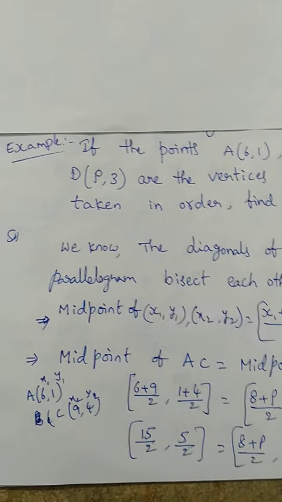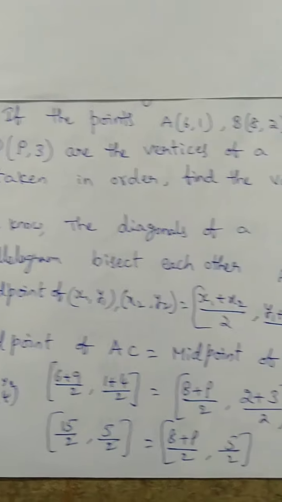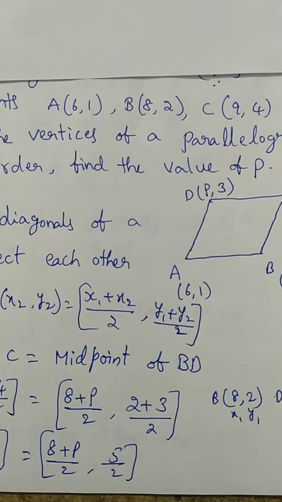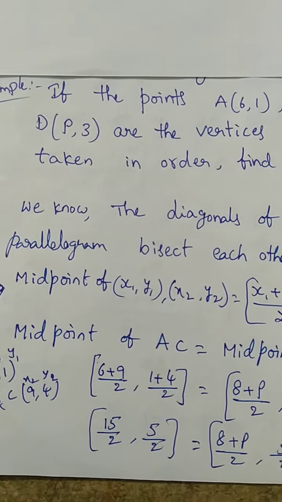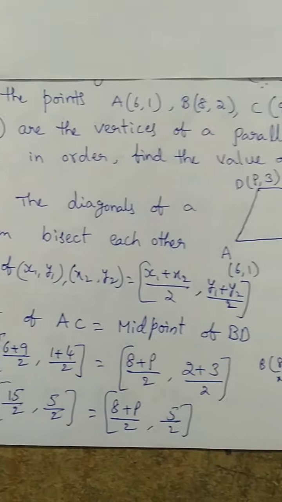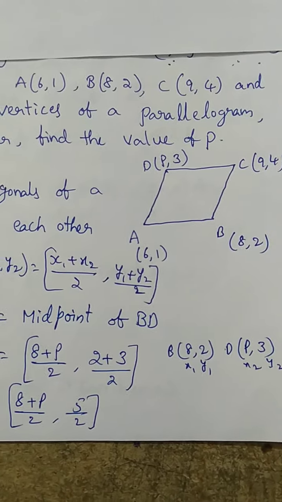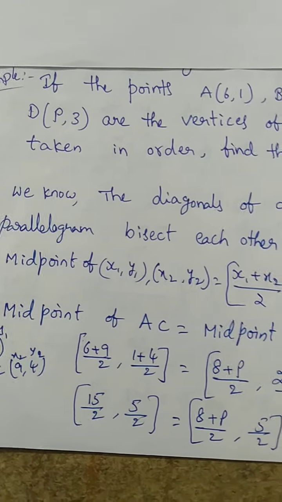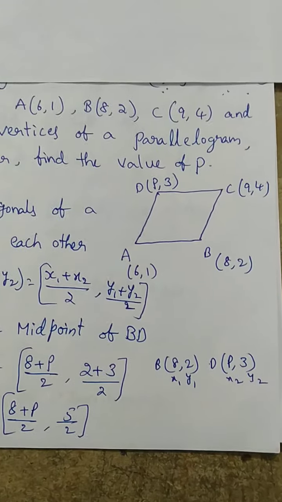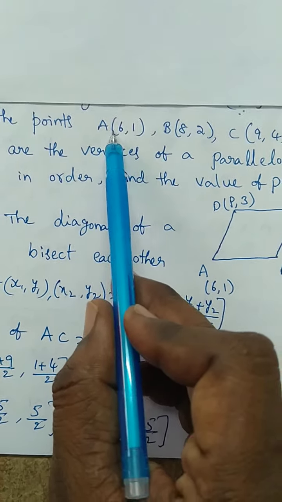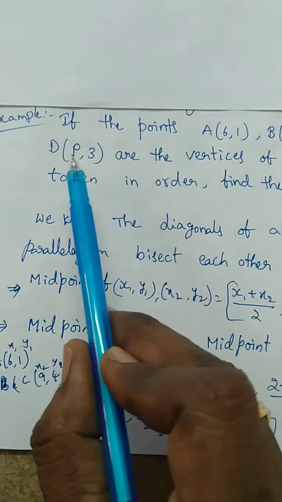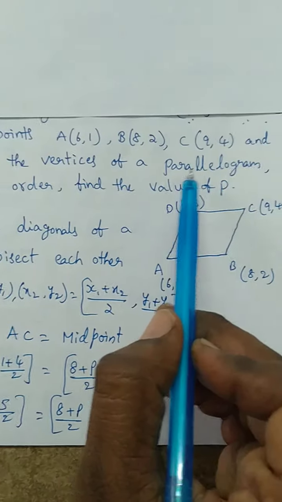Okay, the next example: if the points A (6, 1), B (8, 2), C (9, 4) and D (P, 3) are the vertices of a parallelogram taken in order, find the value of P. In this example, they have given four points which are to be the vertices of a parallelogram.